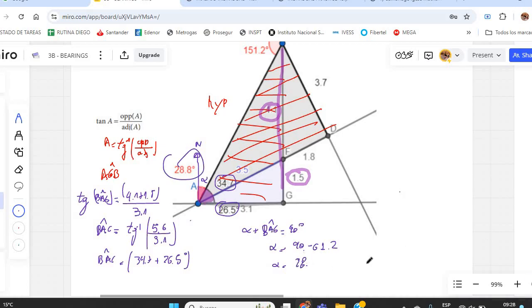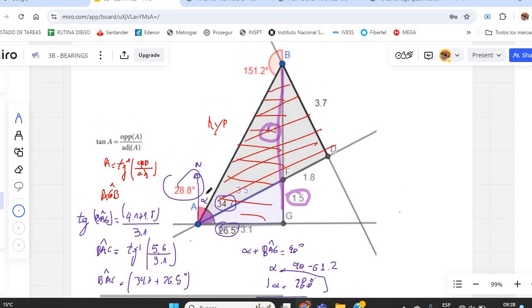I don't know how to pause this. 28.8 degrees. For some reason this should be the result, if I'm not mistaken with the calculation. And this is the bearing from A to B.